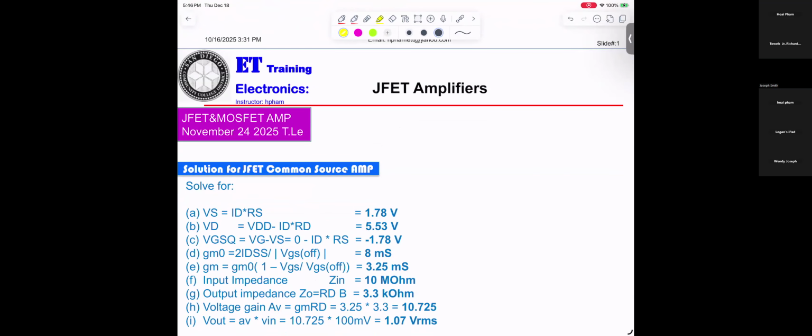VM output 3.3 kilo ohm. And now, if you want to calculate the gain, the formula here is GM times RD, okay, that is 10.725. And if you calculate the V out, you take the gain times V in. That's why you get 1.07 V.